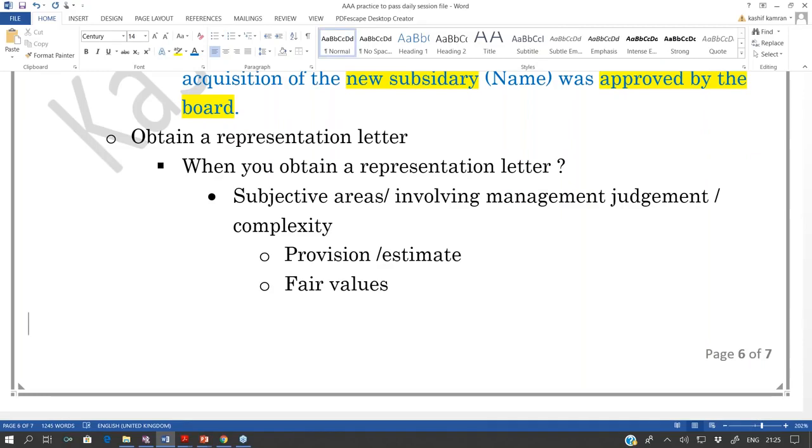Subjectivity, right? You need to understand that a representation letter is only taken in subjective, complex areas like provisions, estimates, and fair values. These are good enough areas to take a representation letter. Now, when you write a representation letter procedure, you cannot just write it this way.